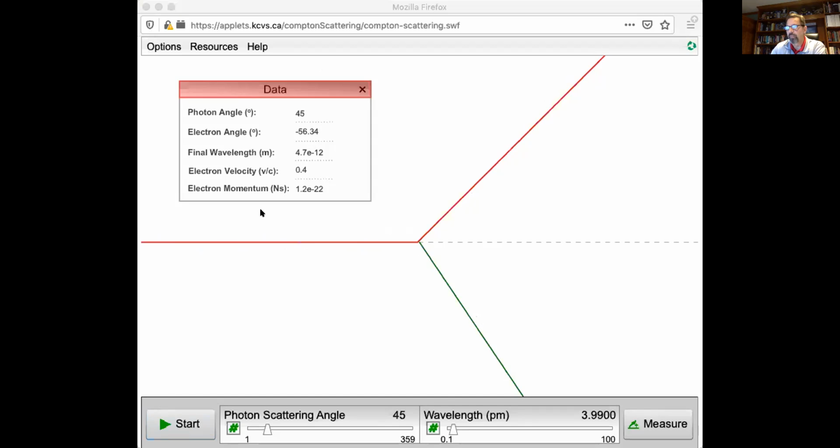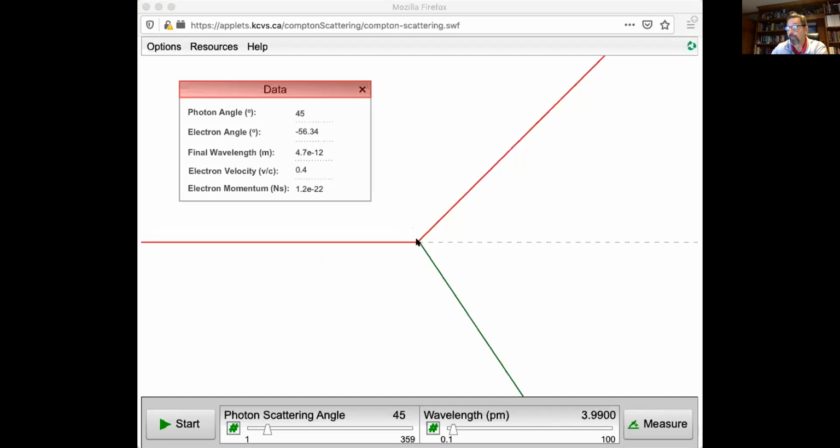So just a couple things. The wavelength I had going in was just about 4 picometers. I couldn't get it any closer than 3.99. And you should expect that the final wavelength has less energy, right? I lost energy to the electron, and so I have less energy. That means the final wavelength went up, to 4.7 picometers. So incident wavelength is 4 picometers, the one exiting is 4.7. That represents a loss of energy.